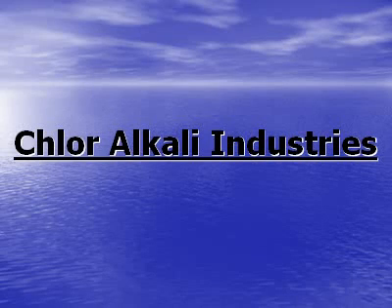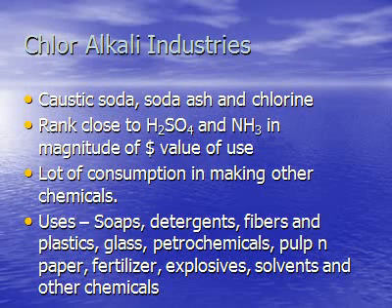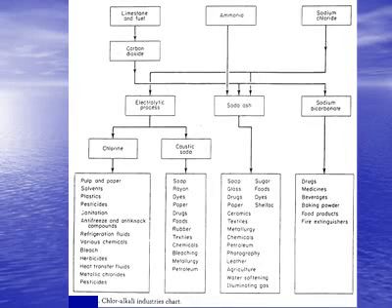Due to its importance, we are going to give a presentation on the chlor-alkali industry. The chemicals in chlor-alkali industries are caustic soda, soda ash and chlorine gas. A lot of these chemicals are used in making soap, detergents, fibers, papers, fertilizer, explosives, solvents and petrochemical industries, etc. Now you can see the chlor-alkali industry chart. In this chart we can see the flow diagram for the manufacturing of chlorine, caustic soda, soda ash and sodium bicarbonate, and how we can manufacture other materials from these chemicals.